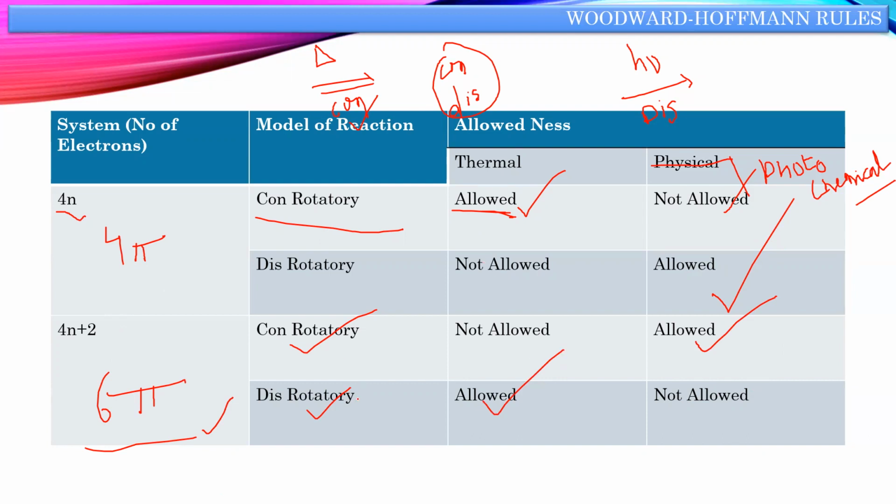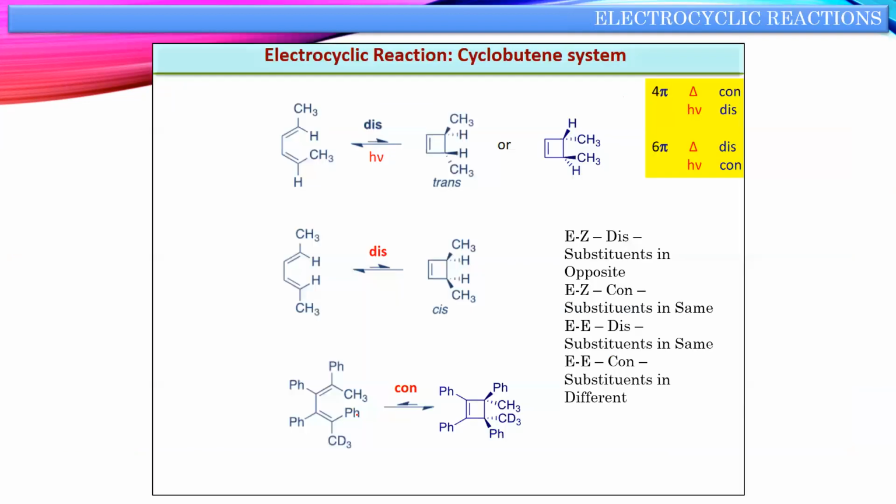Very, very important. Thermal, conrotatory, 4 pi system. H nu, disrotatory, 4 pi system. In a 6 pi system, thermal is allowed only in disrotatory. Photochemical is allowed only in conrotatory. By remembering these conditions, I listed out this trick.